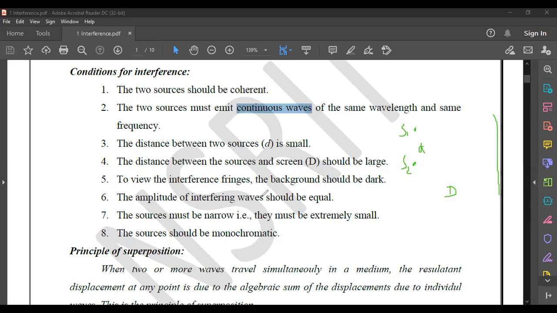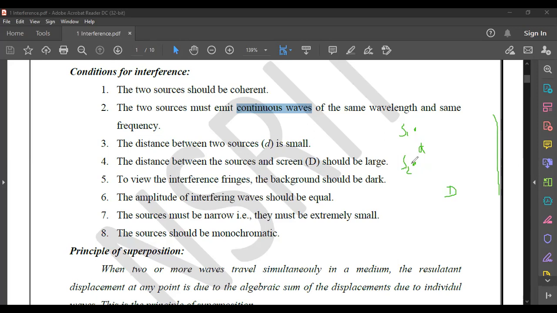And the amplitudes of the interfering waves should be equal. We already mentioned that: sources must emit continuous waves of the same wavelength and same frequency, so the amplitudes should also be equal. This is also for mathematical simplification. And of course, sources must be narrow, extremely small. As I said, the sources should ideally be point sources. A point source is an ideal concept anyway, so theoretically we will choose point sources only.